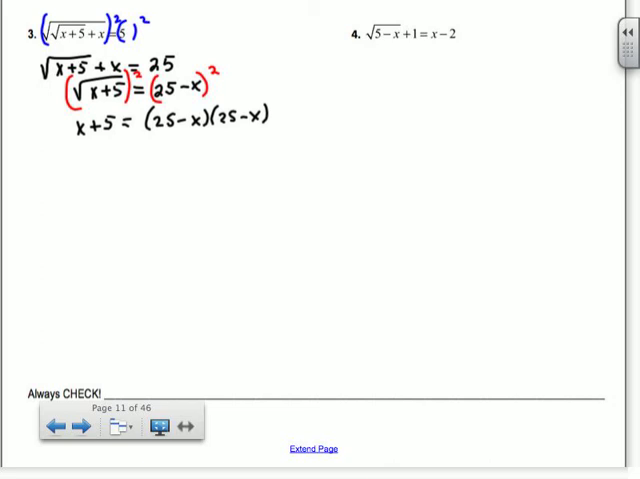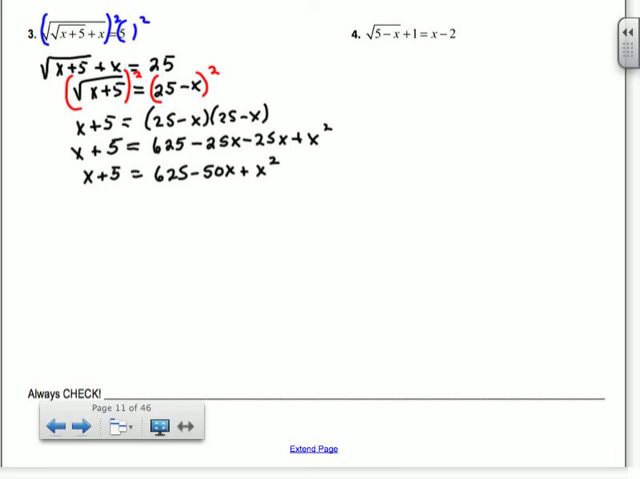So 25 times 25 is 625. Your outer is negative 25x. Your inner is negative 25x. Your last is plus x squared. So many of you guys got to this point. I saw it. So you should have 625 minus 50x plus x squared equals x plus 5. Okay, we have x squared terms and we have x terms, so we need to get them on one side and factor.